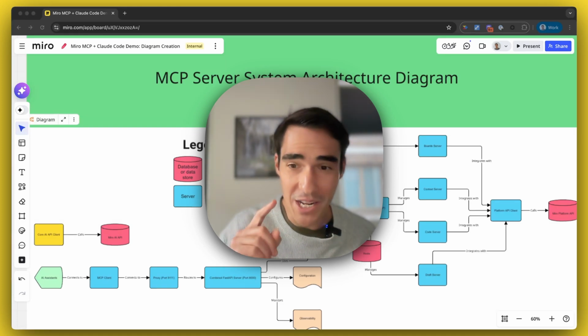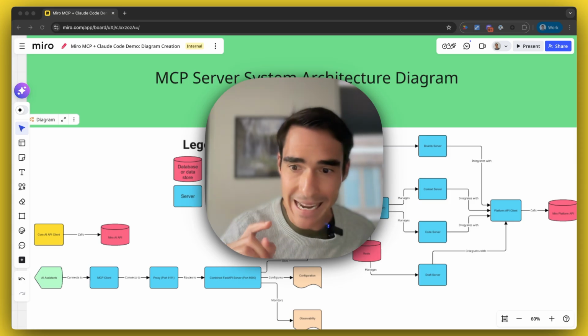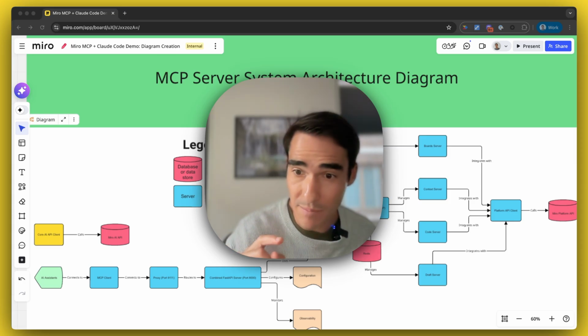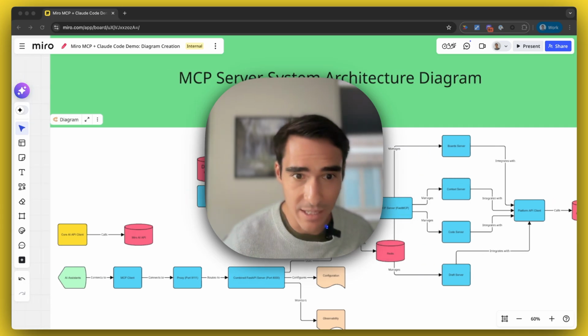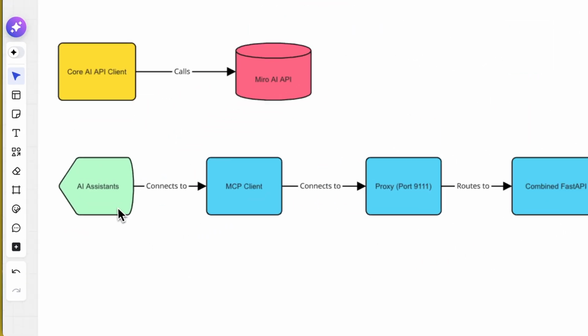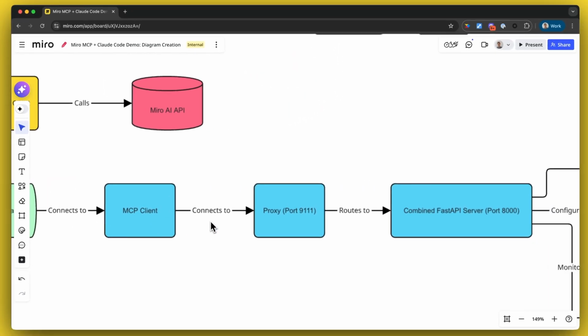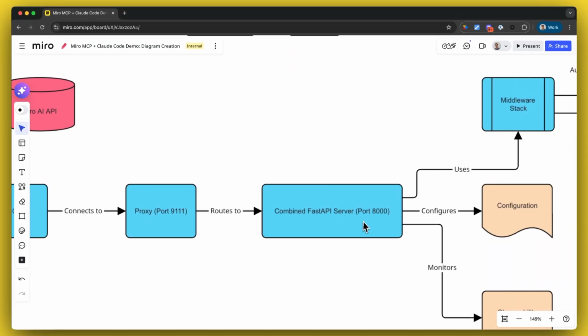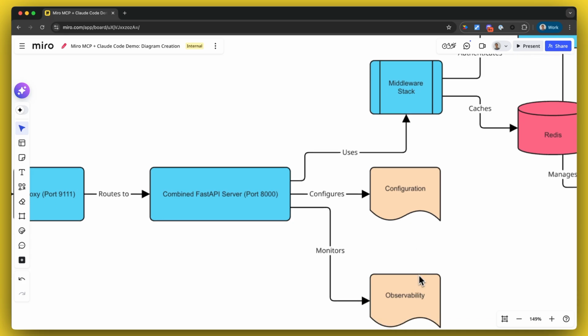Don't tell anyone, but I just ran Miro's MCP server with Claude to generate a diagram explaining our internal MCP, and this is the result. So here's the legend at the top. We have our AI assistant in the bottom left, which connects to our client, which then routes to our server, which of course we have observability as well.